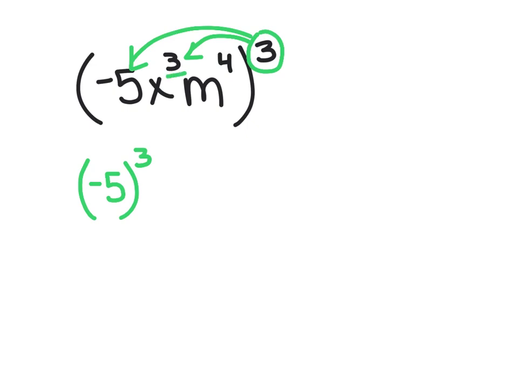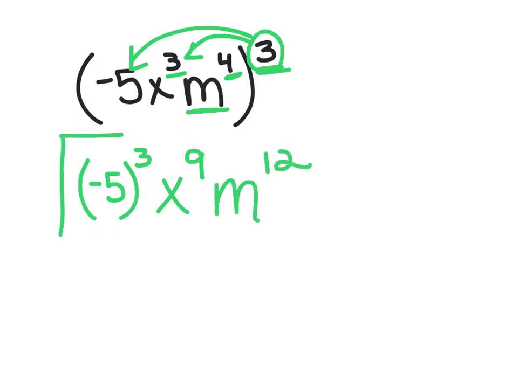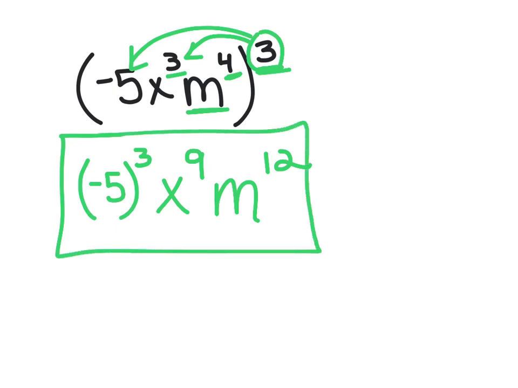So remember, a power to a power, you can multiply, and you end up with x to the 9th. And then here, m to the 4th to the third power. Again, it's a power to a power, so you can multiply, and you get m to the 12th. So my final answer, you can write it like this, or let's actually figure out what negative 5 to the third power is. Okay, so I'm going to write that out the long way.